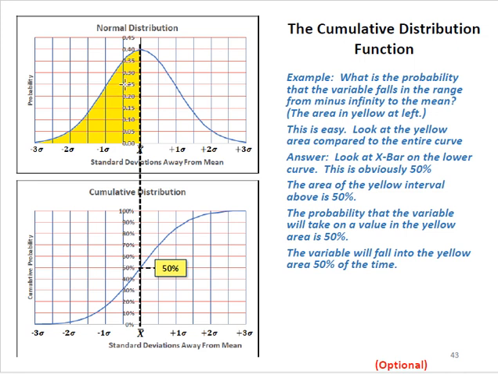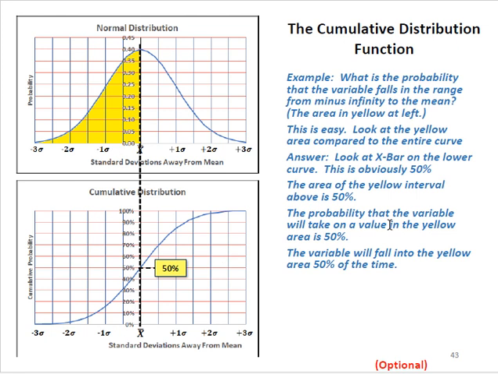Then we're going to increase the area all the way to the mean. When you get to the mean, you have about 50%. So the area of the yellow interval is 50%. This is our cumulative distribution curve, and the probability that the variable will take on a value in that yellow area is 50%. So the variable is going to fall into the yellow area 50% of the time.